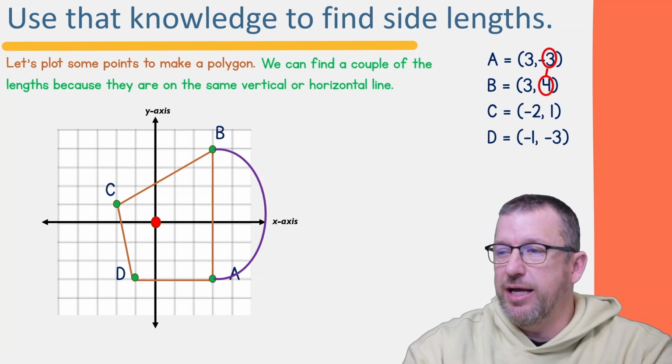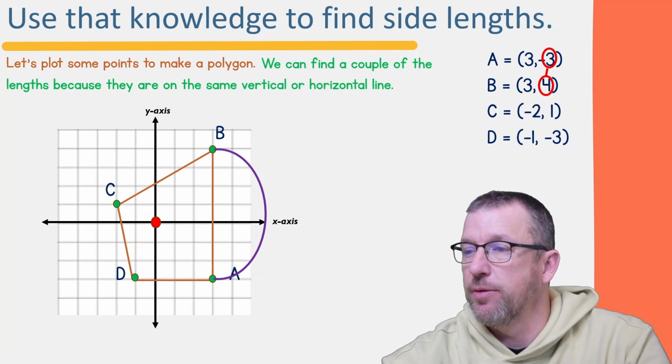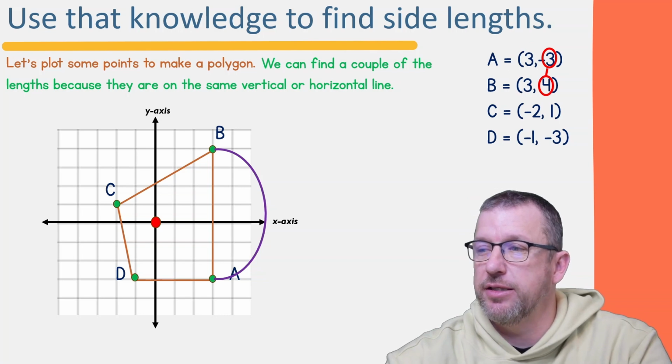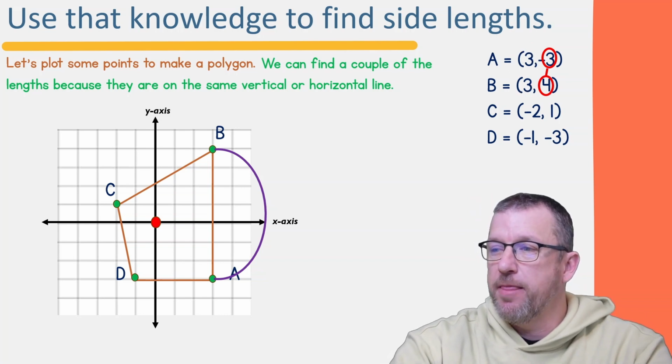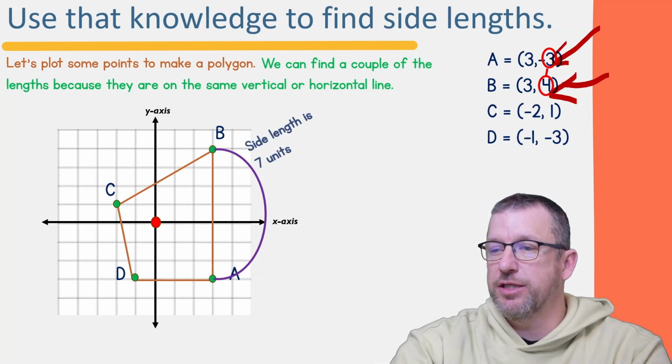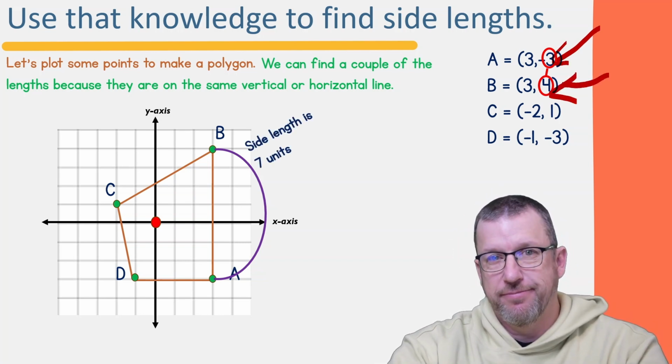So how far are these two apart? Well, A and B are both on 3, so we can just look at the other number. One of them's 4 away and one of them's 3 away, right? You see this? 3 away and 4 away. So what's their distance? It's 7. 4 and 3 is 7.